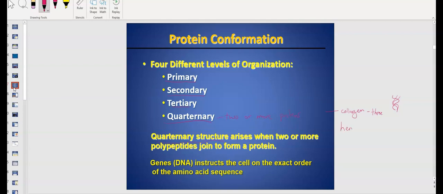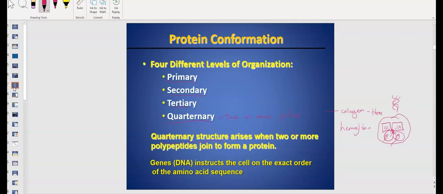Hemoglobin is another example. So hemoglobin is made up of 2, I'm just going to draw circles. So 2 alpha and 2 beta hemoglobins. By themselves, they wouldn't be able to bind or carry oxygen because the heme, the iron, is carried in the middle of this. So hemoglobin has a quaternary structure. Insulin is actually two different proteins linked together, so that has a quaternary structure.